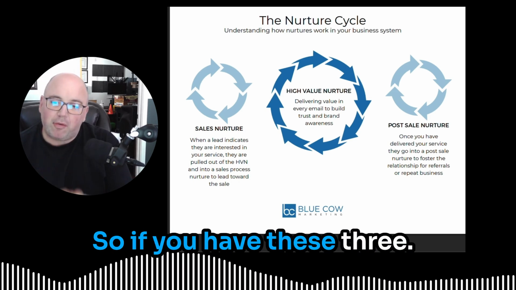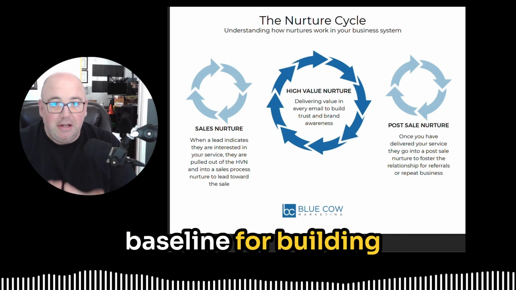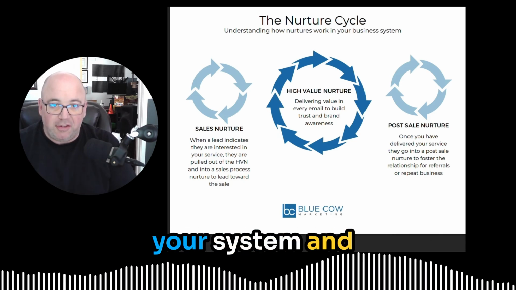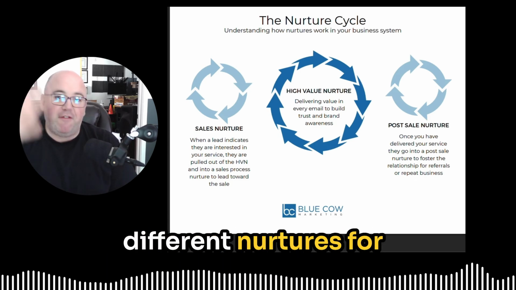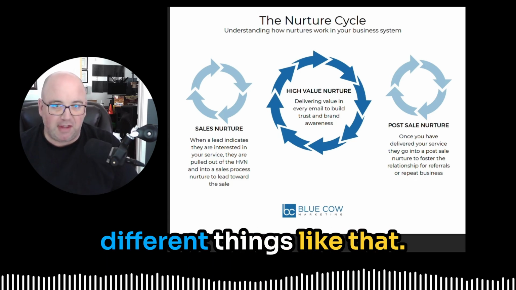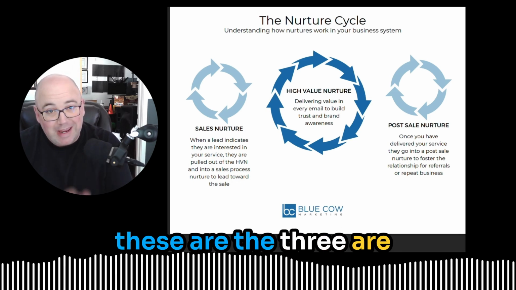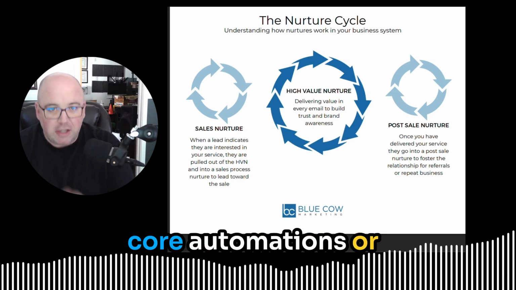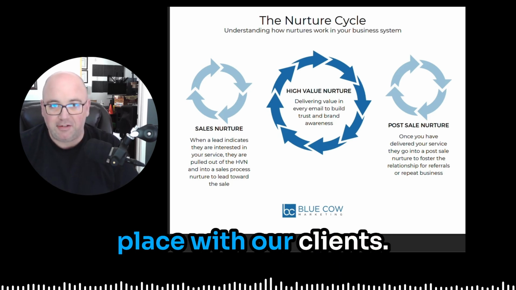So if you have these three different nurtures in your business, you have a really good baseline for building your system and running it really well. Now, you can go above and beyond that and have different nurtures for different products and different things like that. But essentially, if you're just getting started out, these are the three core automations or nurtures that we put into place with our clients.